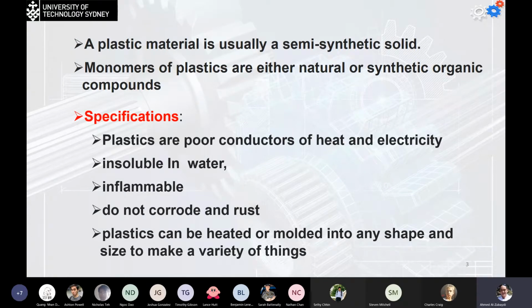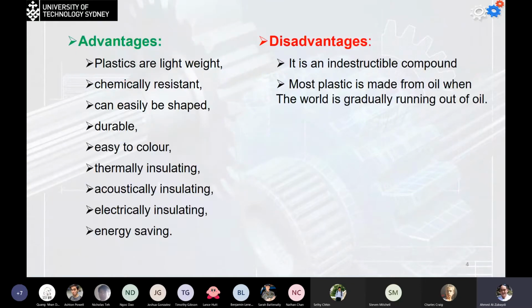If you take a look around you now, in 5 seconds you will count at least 10 products around you which use plastic, including your clothes. So because of this specification, yes.